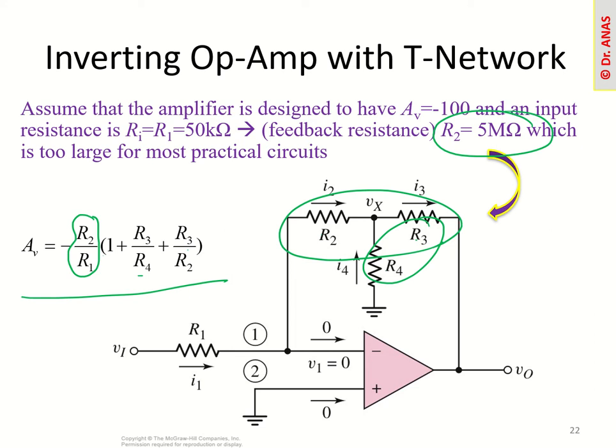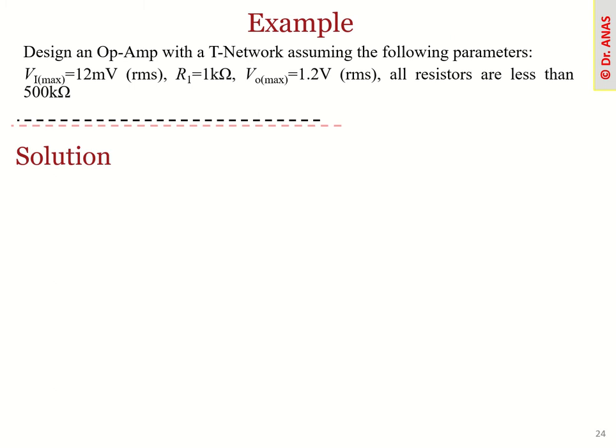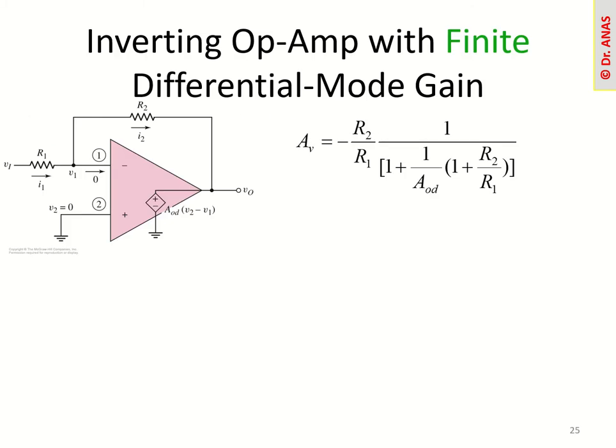Usually in microphone pre-amplification we use the T network because we need a high gain. So this is one application of the T network. This is one example of the T network which we will solve in the live session, inshallah. You can try it, but we will solve it in the live session.